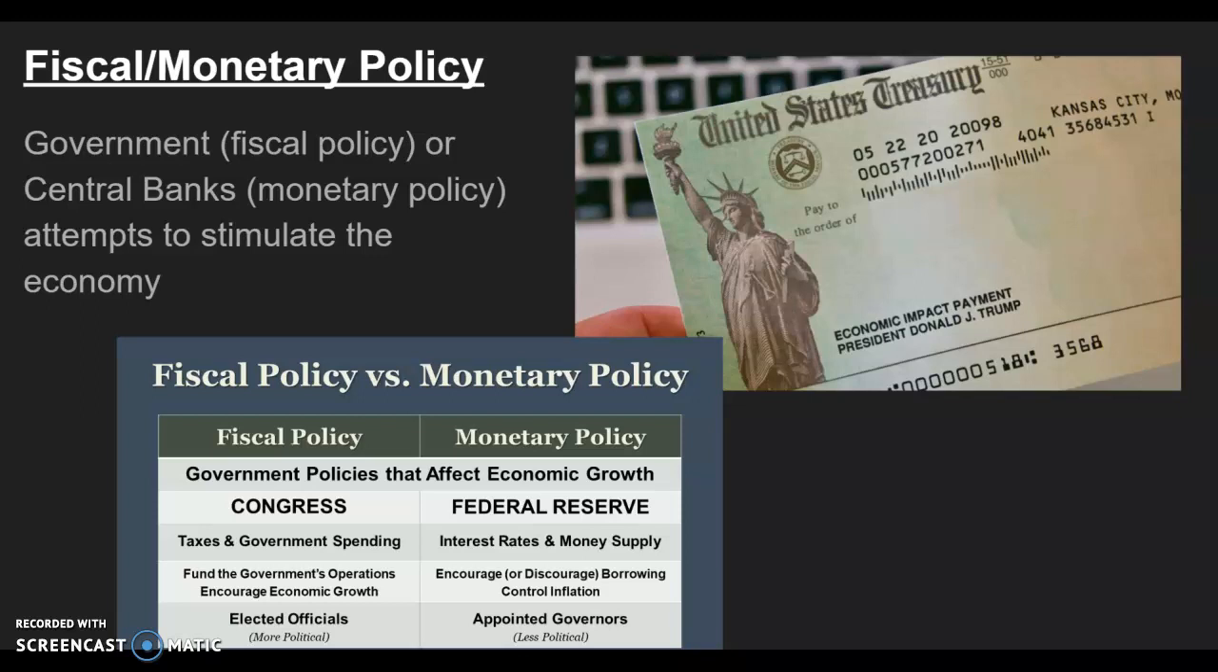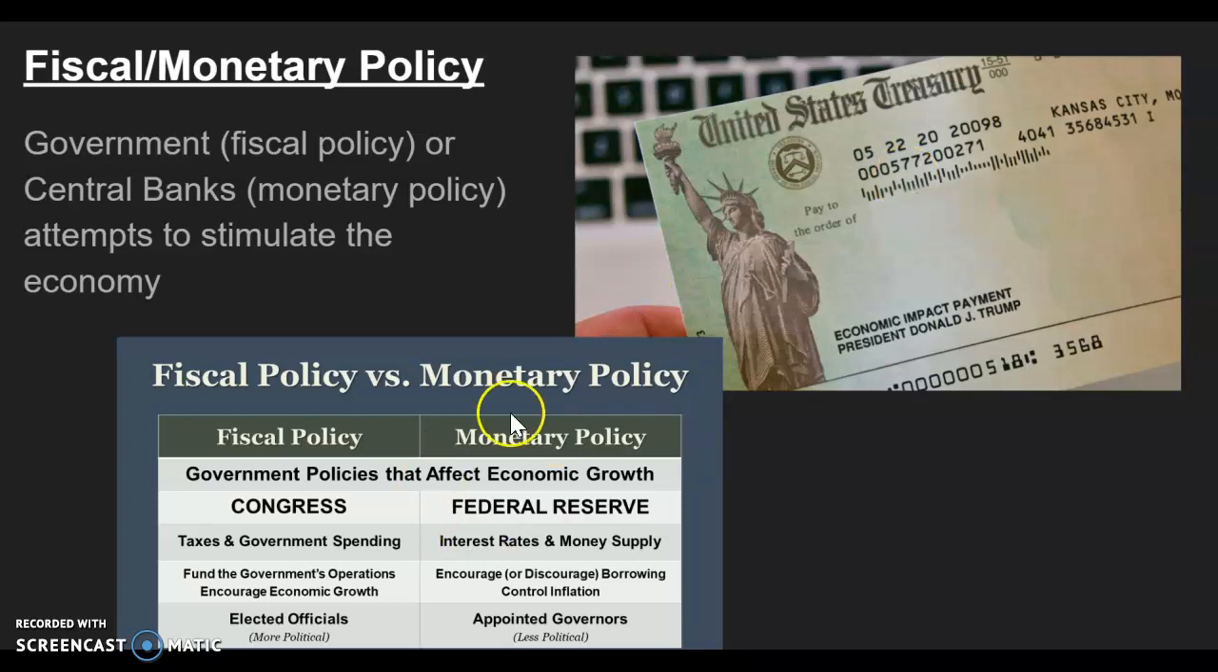So there are two types of ways that people usually try to fix the economy. That's through fiscal and monetary policy. When the government tries to fix the economy, that would be fiscal policy. But when a central bank, which is hypothetically supposed to be detached from a government, tries to fix the economy, that's called monetary policy. And this is basically when both of them try to fix or stimulate the economy.